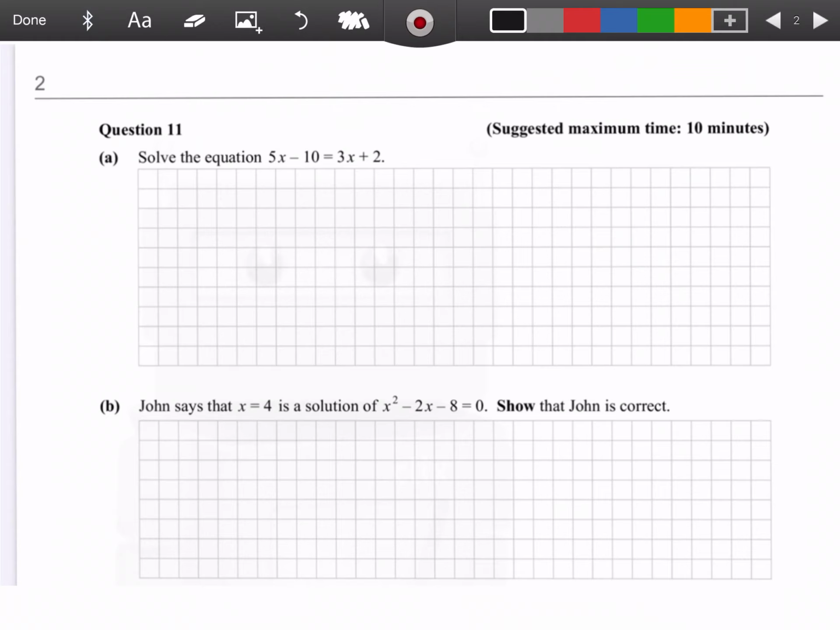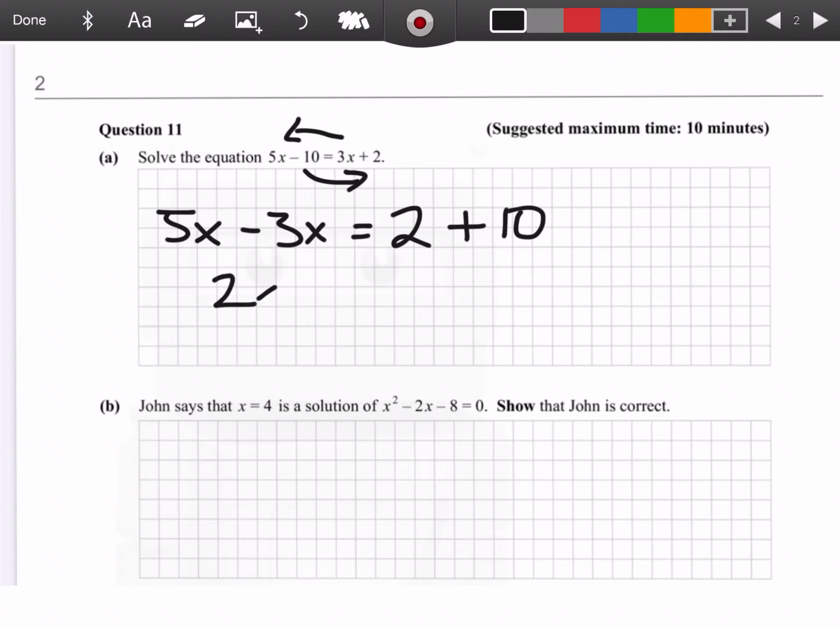Solve the equation, nice and simple. I want to solve for x. So again, I'm bringing x's over here, I'm bringing numbers over there. So I'm going to have 5x. The 3x on the right hand side is coming over to the left hand side, so that becomes minus 3x, is equal to 2 is over there already, and I'm bringing that minus 10 over, it becomes a plus 10.